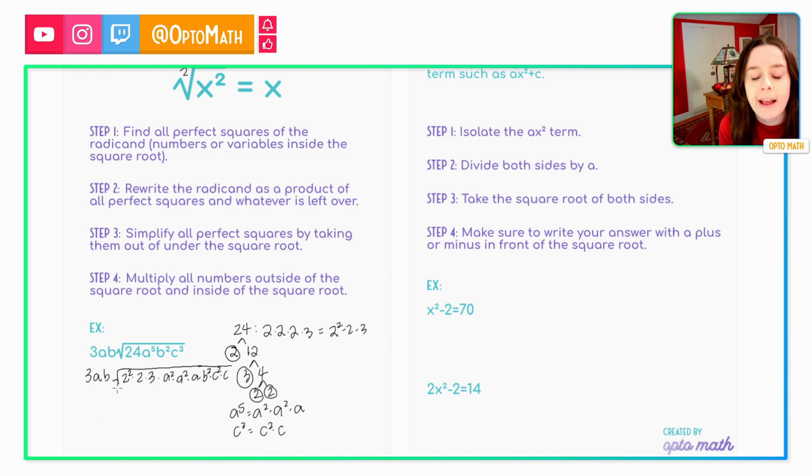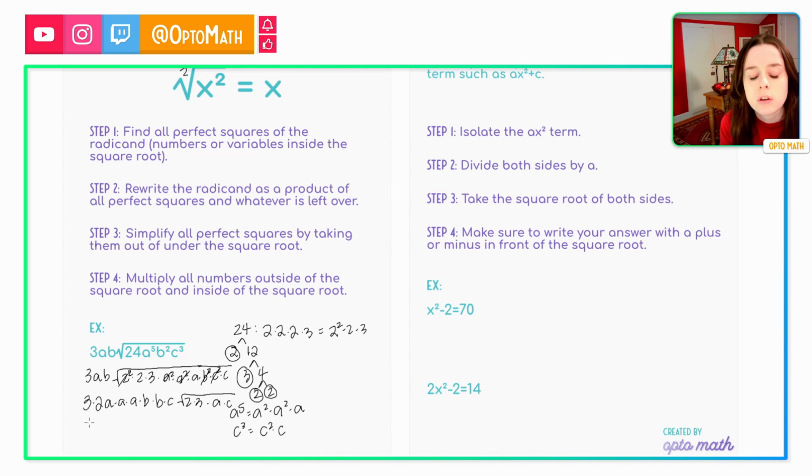Now we want to take out all our perfect squares. We've got a 3, and our 2 squared comes out as just a 2, because the square root of 2 squared is just 2. Then we have our a, and 2 of those come out, so 2 more a's. For our b, we have 1 b that comes out, but we already had one, so 2 b's there. Then 1 c comes out. And then we have the square root of 2 times 3 times a times c.